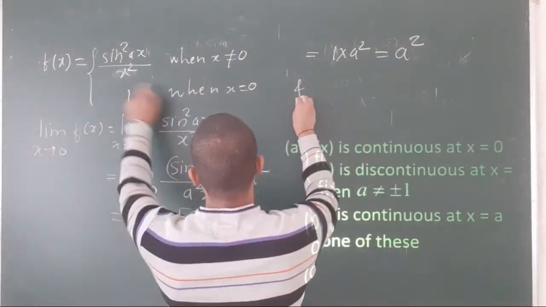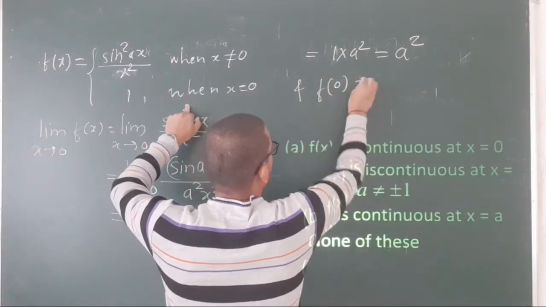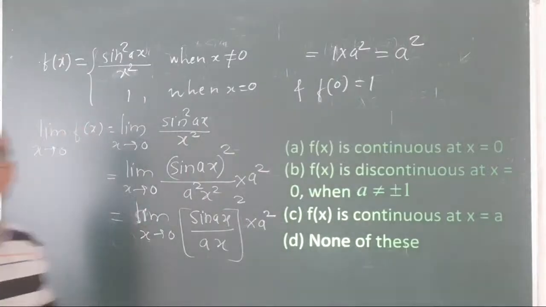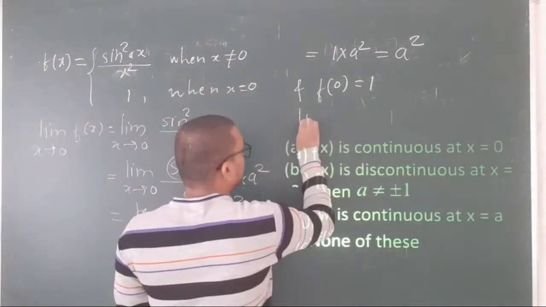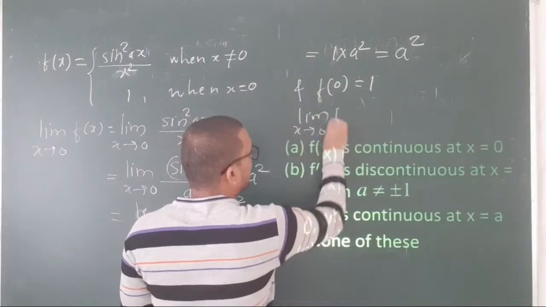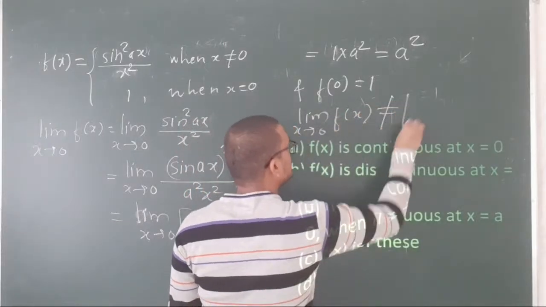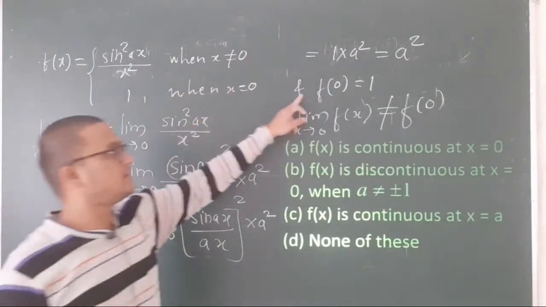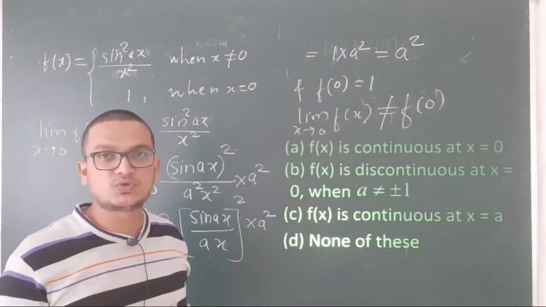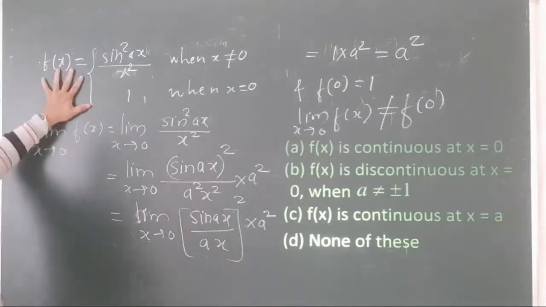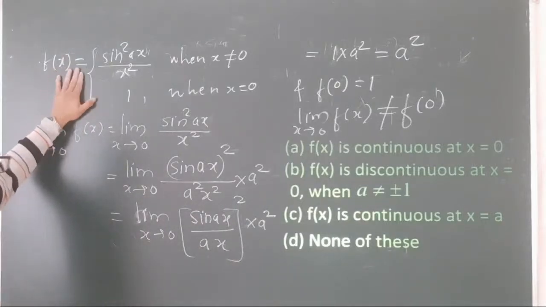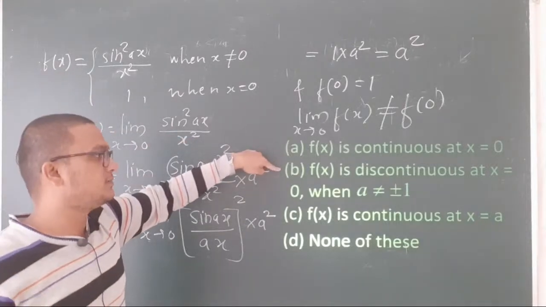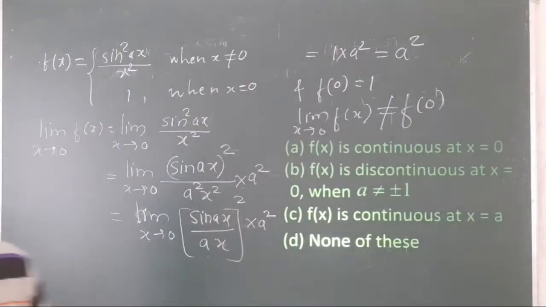And also we have to check what is f of 0. What is f of 0? Means at x equals 0, its value is 1. Then limit x tends to 0, f of x is not equal to f of 0, because limit value is a square and f of 0 value is 1. So 1 is not equal to a square. Okay, therefore this function is discontinuous at x equals 0. So therefore option B is correct here.